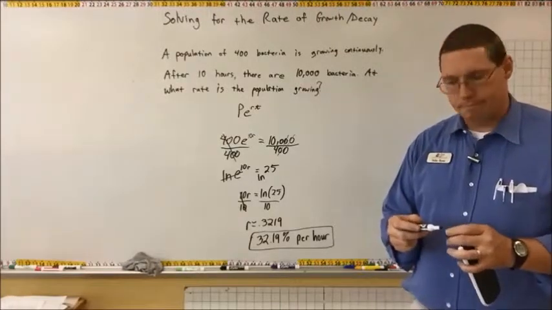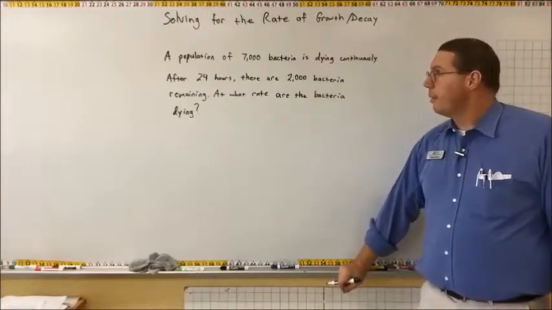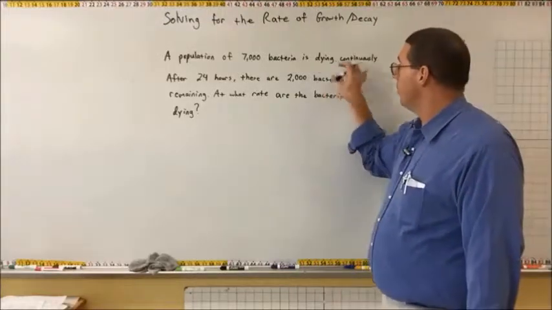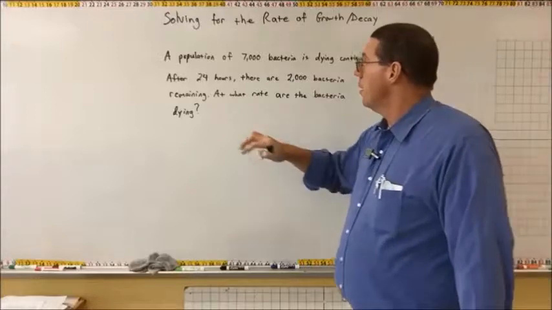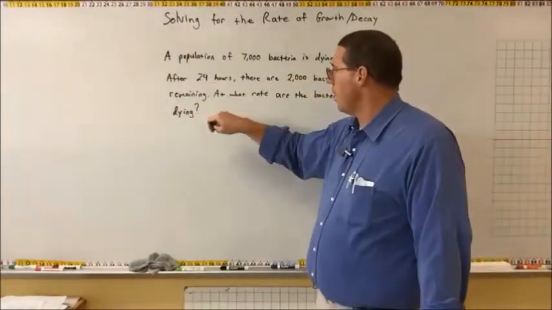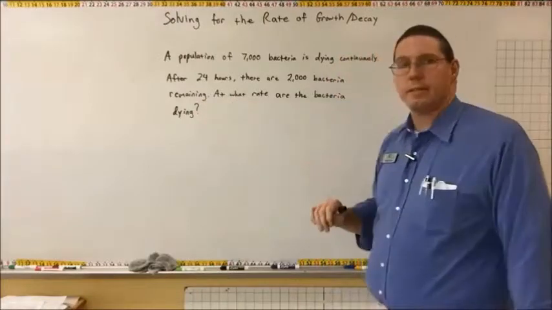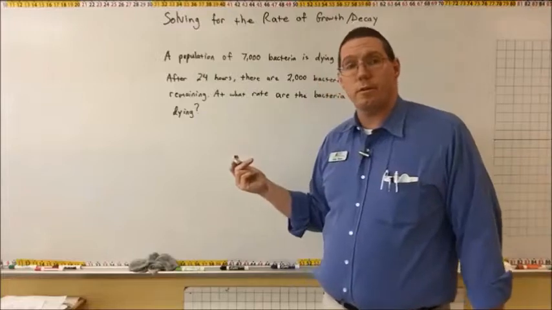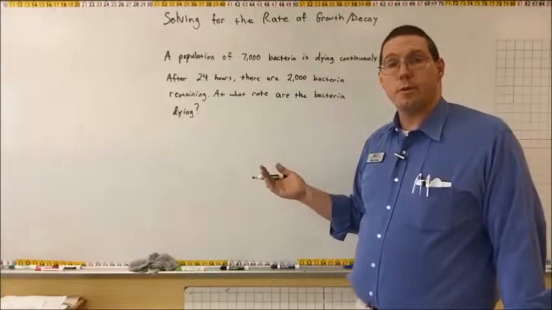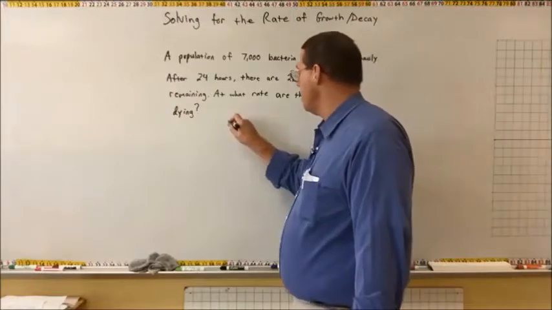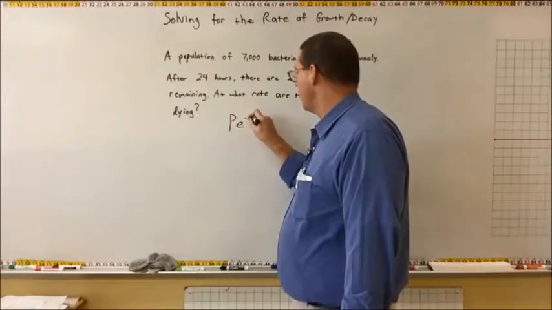Let's try another one. All right, we got this other situation here. Now we have a population of 7,000 bacteria that are dying continuously. It says after 24 hours, there are 2,000 bacteria remaining. At what rate are the bacteria dying? Okay, so this is a continuous exponential decay, and so the formula for that is P times e to the negative rt.